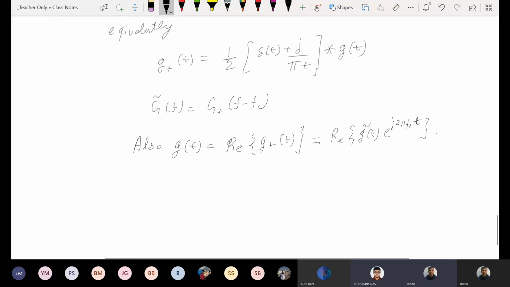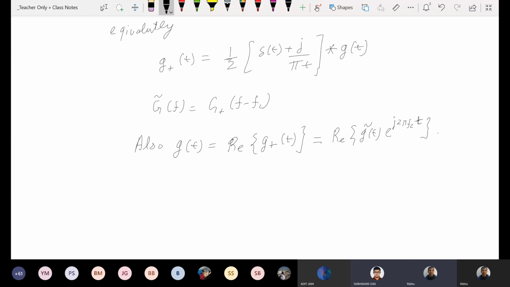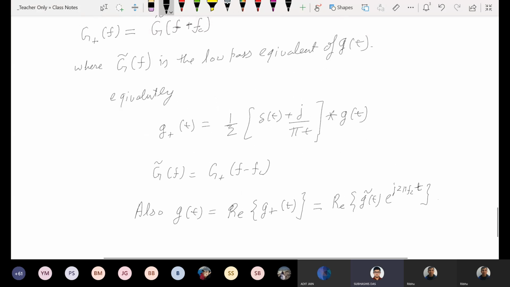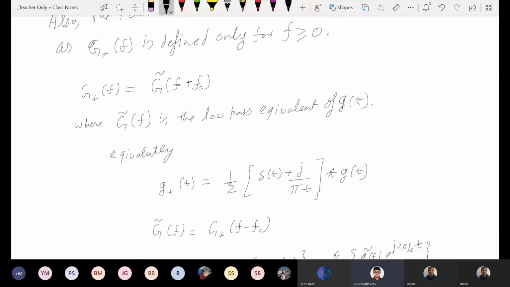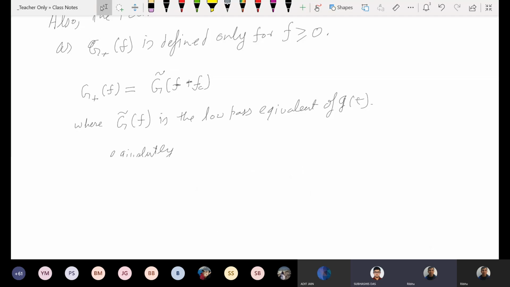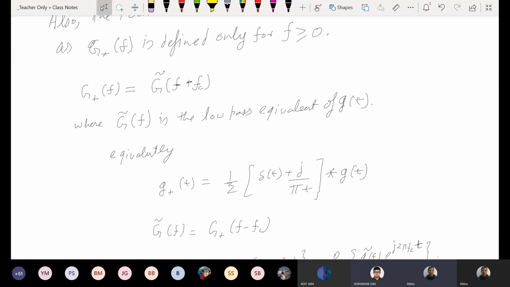So I have a doubt. How exactly did g plus of f, g tilde of f plus fc, come out? Just a few moments back, g plus of f was equal to half of g of f, and now how exactly did this g tilde of f plus fc come about? So this was by inspection actually. This was simply that g plus of f. There might be a minus sign.